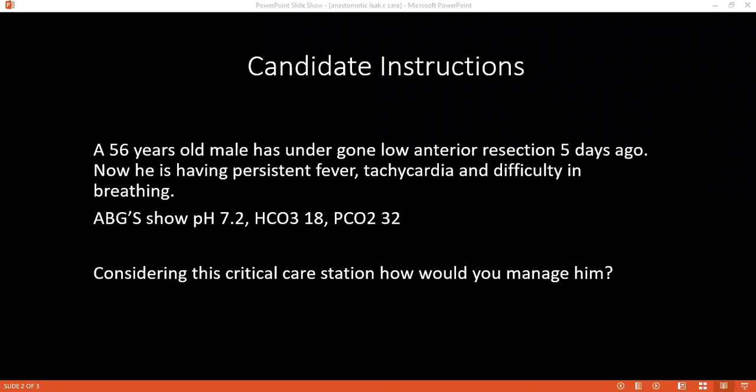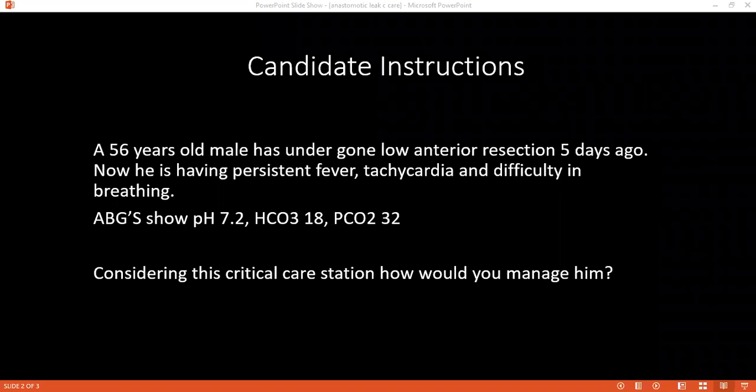And I will inform my consultant, the ITU registrar as well. I will send bloods for a full blood count, urea, creatinine, electrolytes, liver function tests. ABGs have already been done. So I will also send bloods for lactate levels and PT-INR as well. And after that, I will assess his wound and check his wound. And after that, I'm going to check his charts and the vitals of the patient as well.